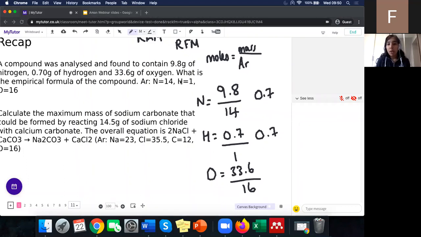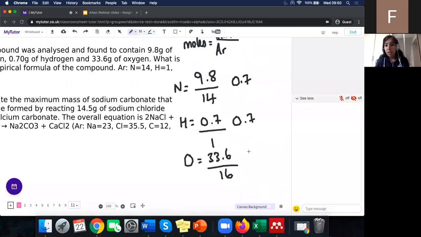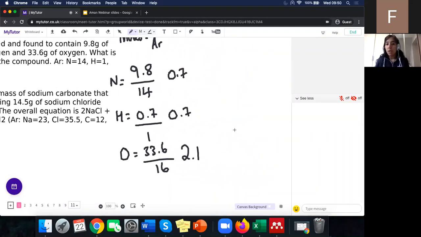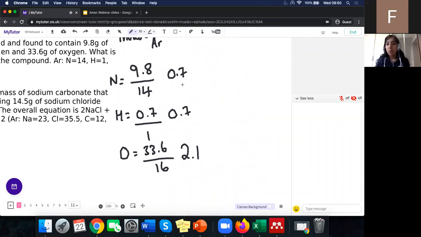Okay, so now we have the number of moles of all three elements, and we can just find the ratio then. So remember, in ratios, we always divide by the smallest number. So 0.7 is the smallest number. So if we do 0.7 divided by 0.7, we get 1. 2.1 divided by 0.7, we get 3.